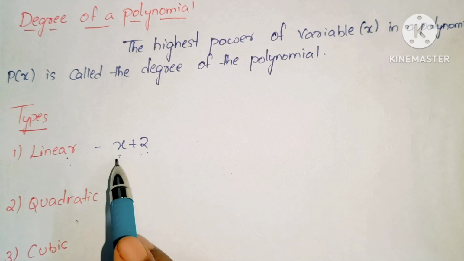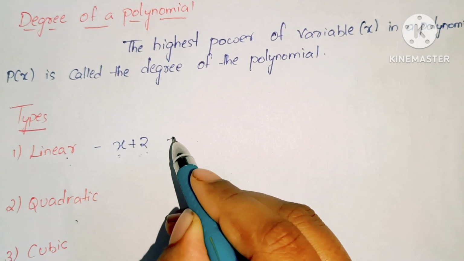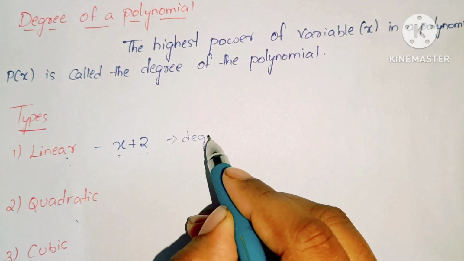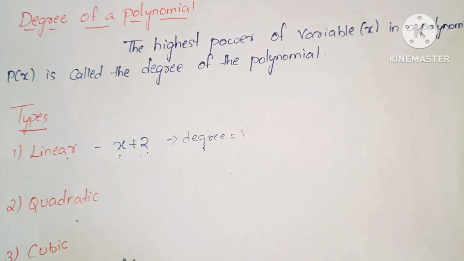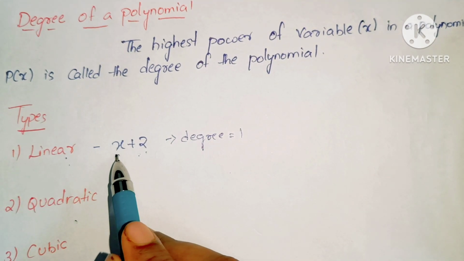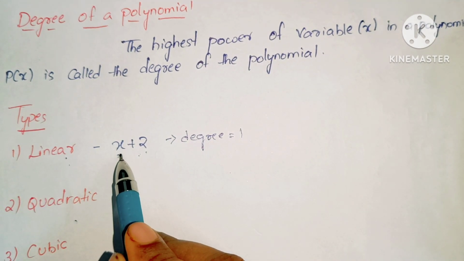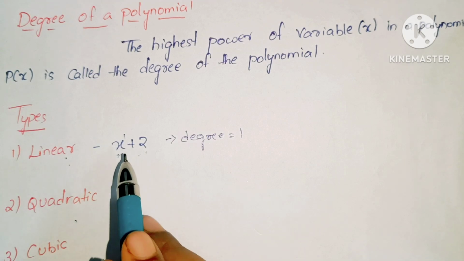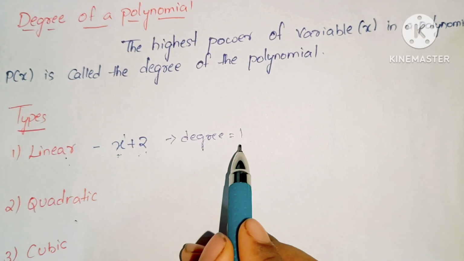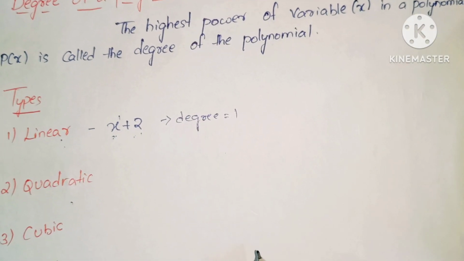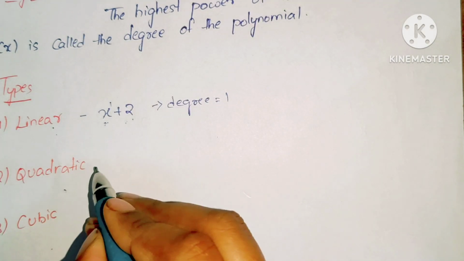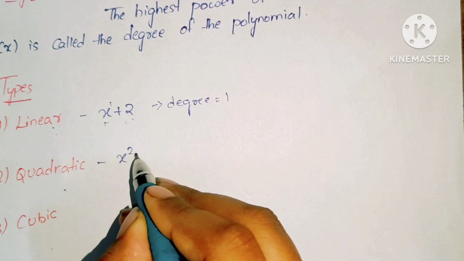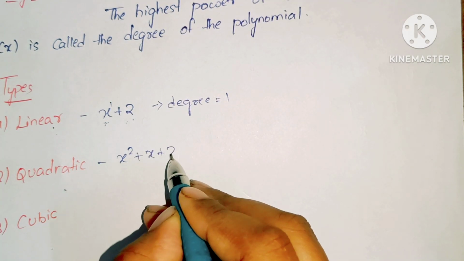And what is the degree of this polynomial? The degree of this polynomial is 1, because there was only one x. X power what was there? Nothing there, that means 1. So degree equal to 1. Understood? So for example, a quadratic equation means x square plus x plus 2.